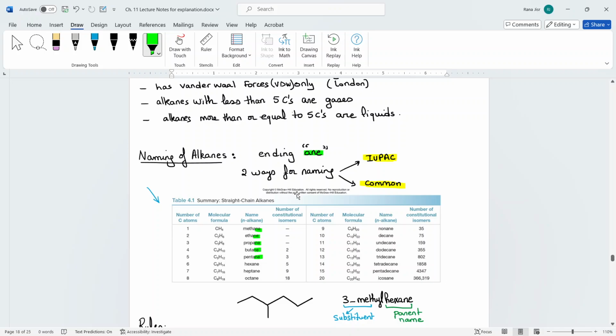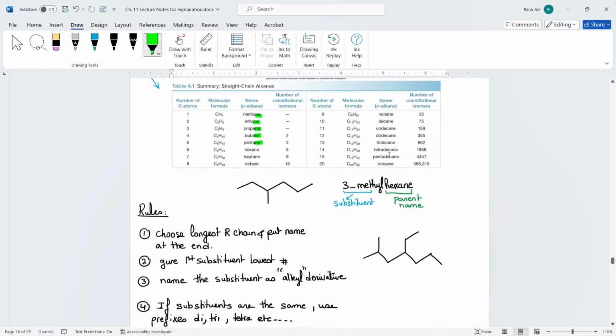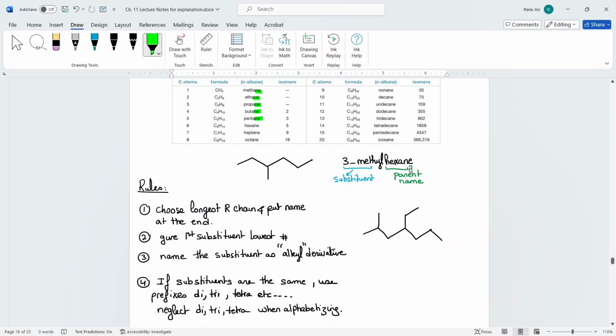There are 2 ways to name alkanes: IUPAC and common. Common names we use for small alkanes, and we can easily name them that way. The IUPAC name we use for big alkanes and the branched alkanes. How does the name look like? The name looks like this. So you will be given an alkane chain, and you will be asked to go ahead and name it.